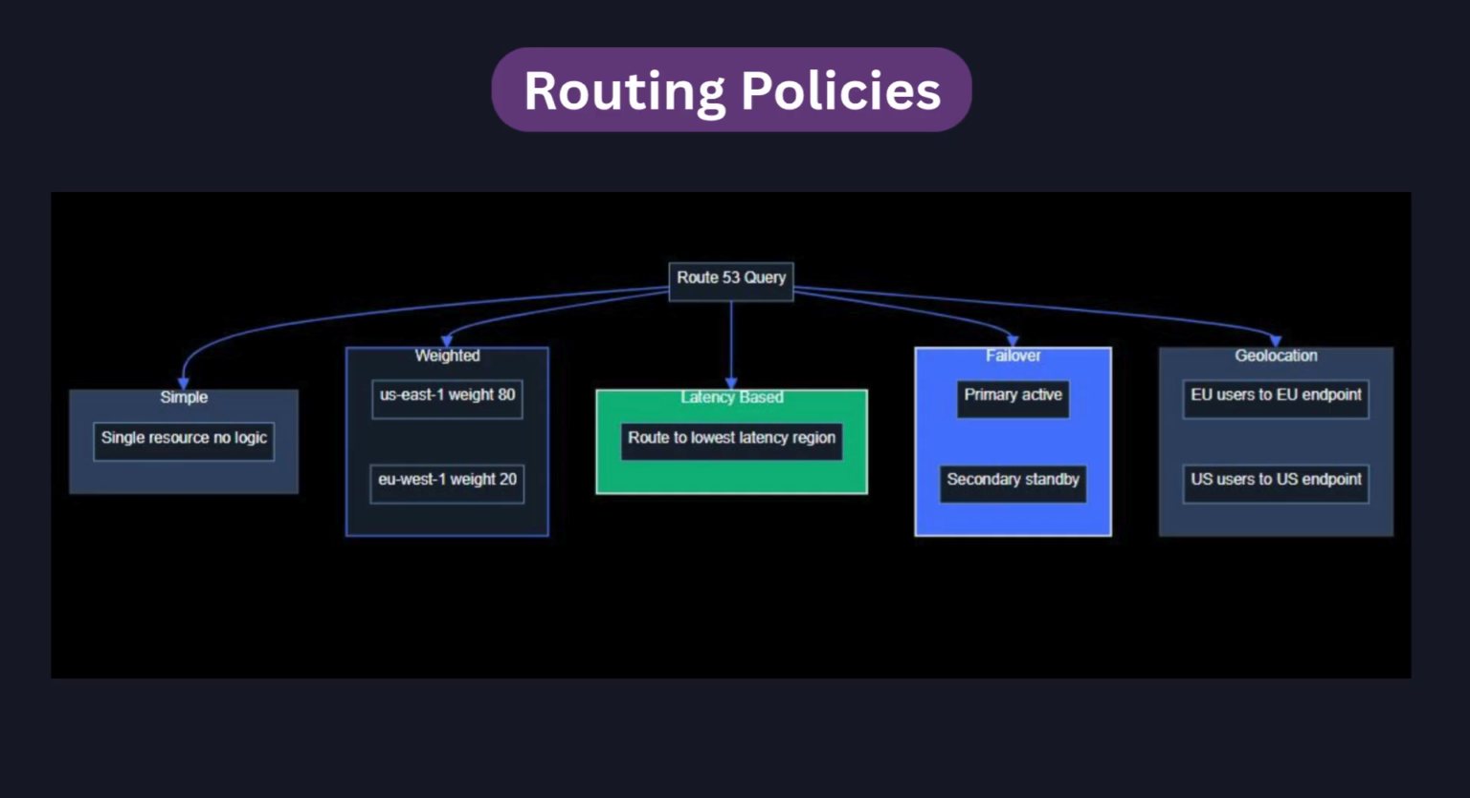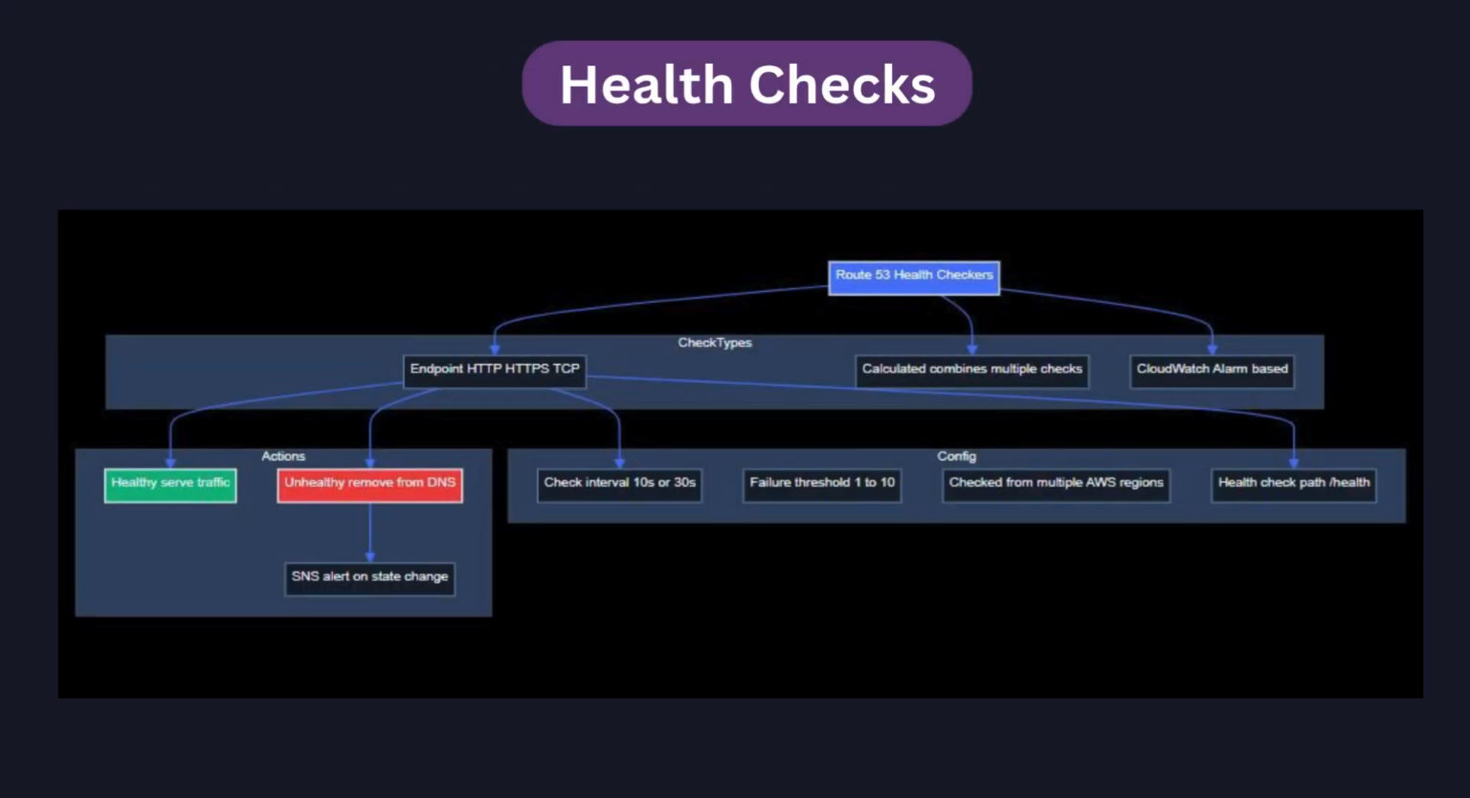Weighted routing splits traffic between multiple endpoints based on percentage, such as 80% and 20%. Simple routing sends all traffic to a single endpoint without any logic. These routing policies make DNS intelligent by allowing control based on location, performance, and system health, which is especially useful for global applications. Health checks.